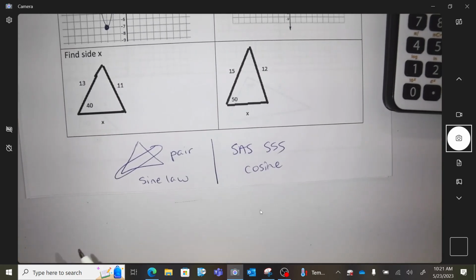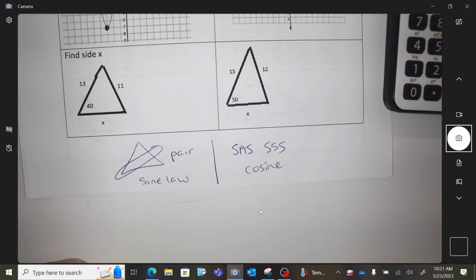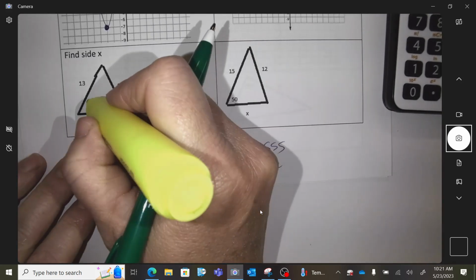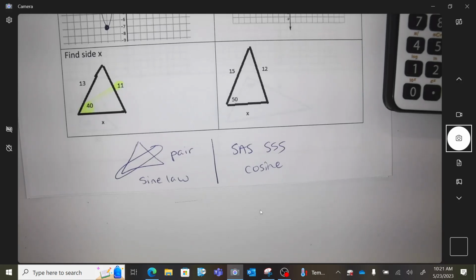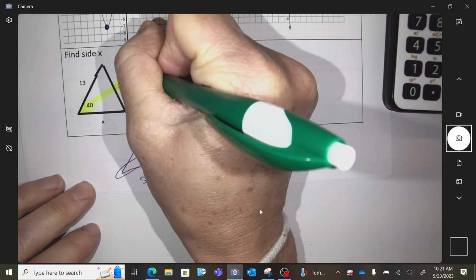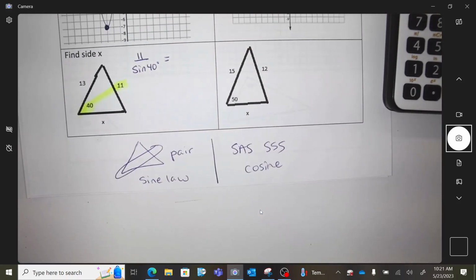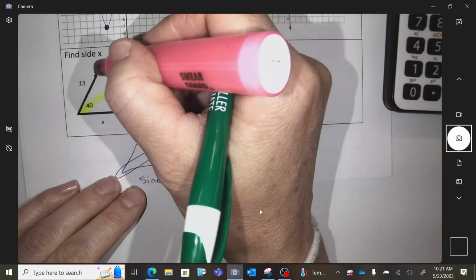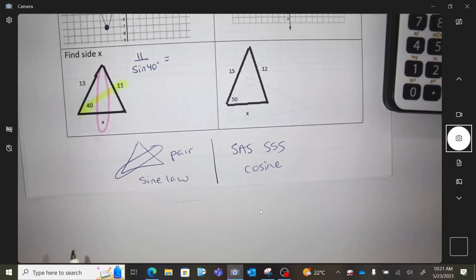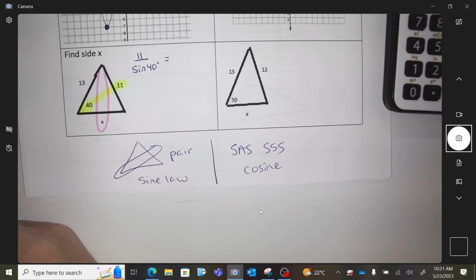Okay, so that's basically the idea that gets you through the whole trig unit. We have a pair. So I'm using sine law. So I'm going to write that as 11 over sine 40 degrees. Okay, this is not going to get me anywhere because I can't find the x because I don't know what's across from it, so that doesn't pair up for me. So now what? Got to think of something else. Probably something with that 13 since it's on the page.